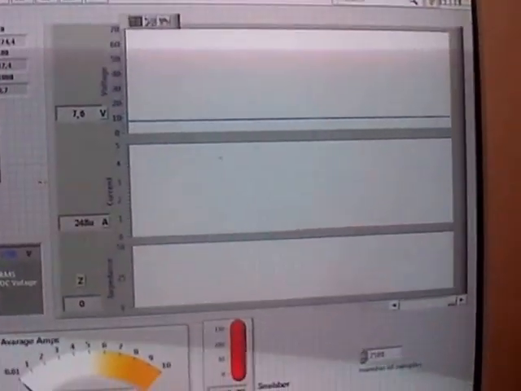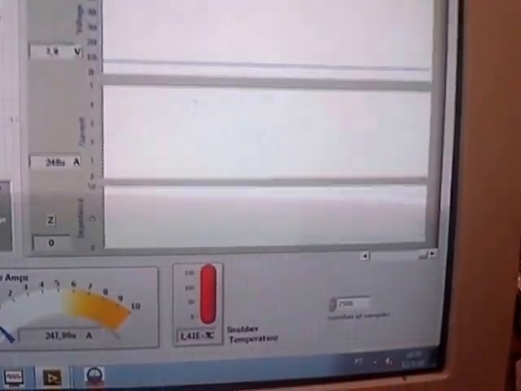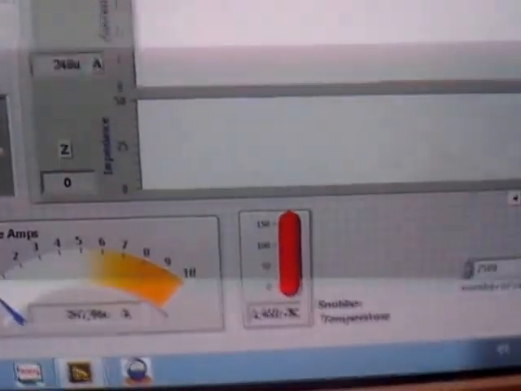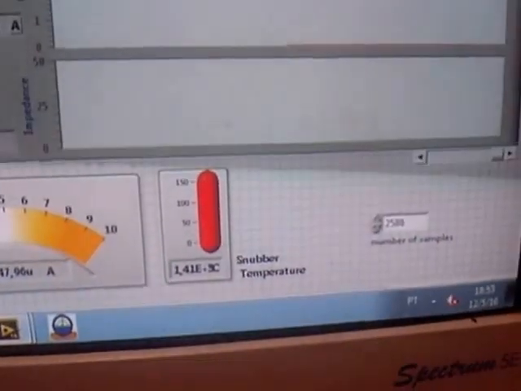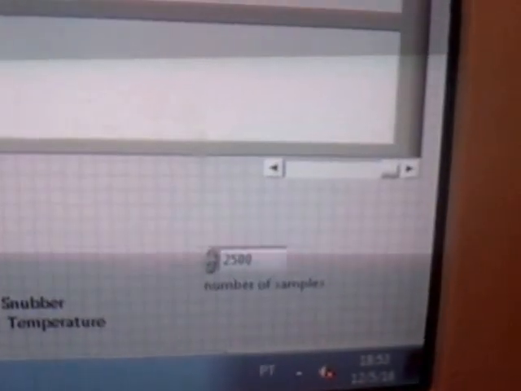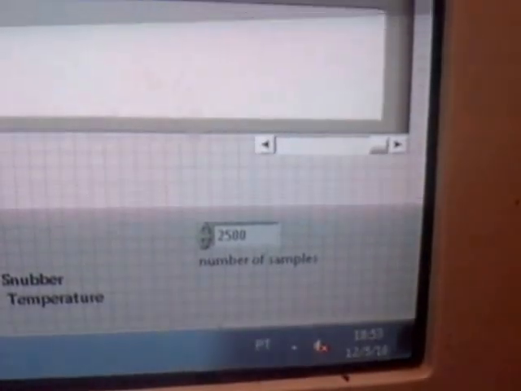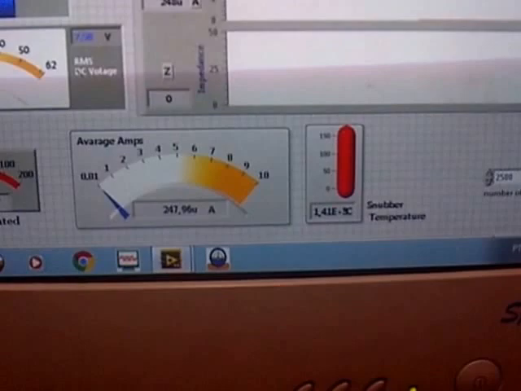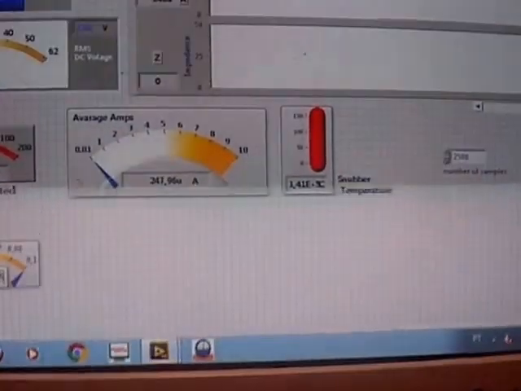Here are the real-time graphs that plot the voltage, the current, and the impedance. Here is a temperature sensor that I use for the snubber. And here I control a parameter of the LabView for the number of samples to read. Okay. I can make a big panel if I want.